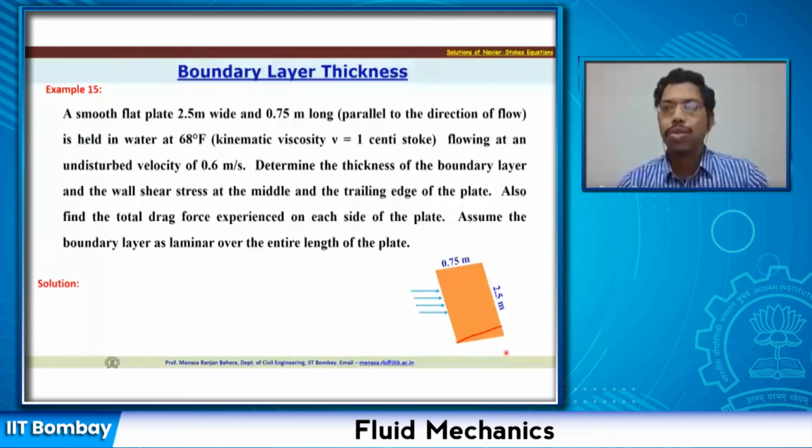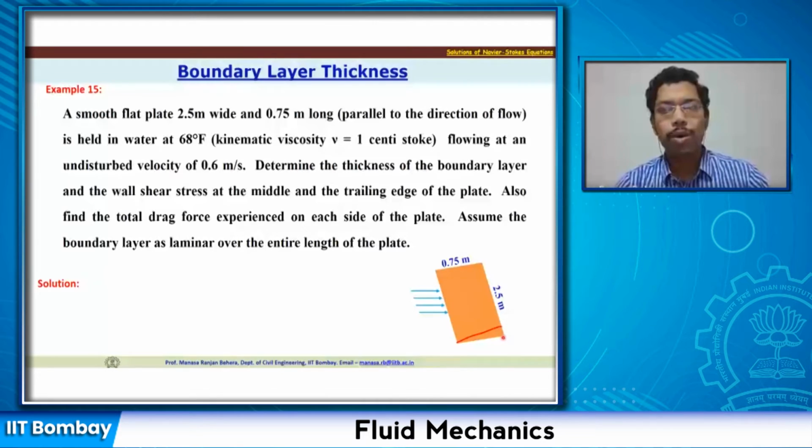On this plate you have the flow, and the boundary layer is going to evolve from the leading edge of the plate and it will keep on increasing as we move downstream along the flow. We need to find out the thickness at the middle of the plate. So this is my midsection of the plate, and at this point I need to find out the thickness delta, and again at the trailing edge I need to find the value of delta as well as all other parameters.